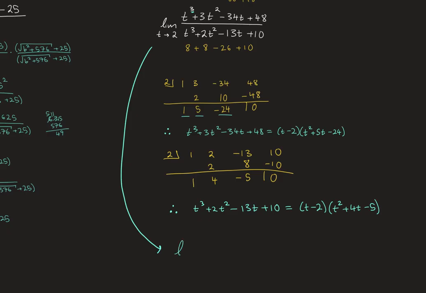And therefore, taking this guy down here, that says that the limit as t approaches 2, I'm going to change the numerator to what I have right here, (t minus 2)(t squared plus 5t minus 24), all divided by (t minus 2)(t squared plus 4t minus 5). And of course, we are seeing why we're happy. These guys cancel.